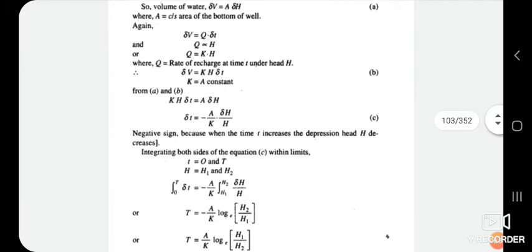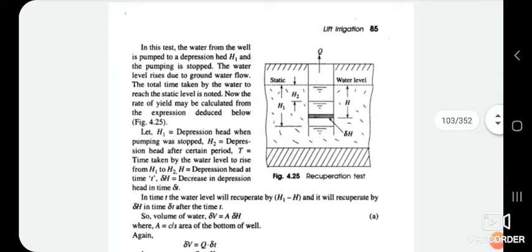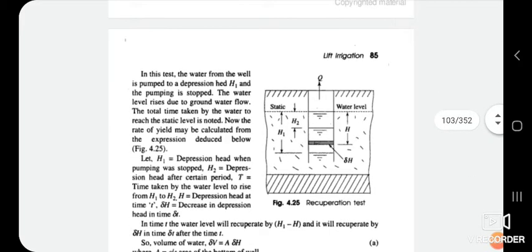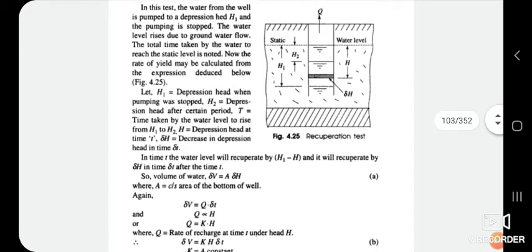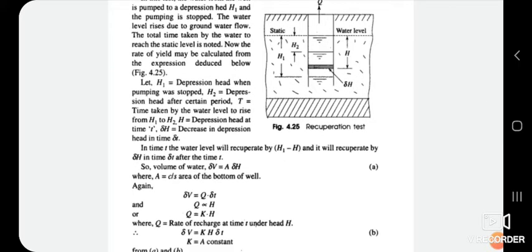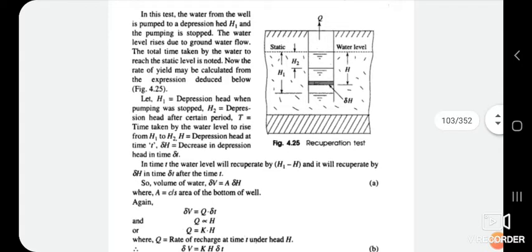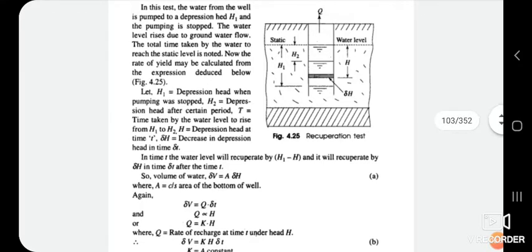Okay, so I already explained to you about the recuperation test and other things. Can you just check out this figure once again? Here you can see the H1. H1 is the depression head when the pumping was stopped, and H2 is the depression head after a certain period, and T is the time taken by the water level to rise from H1 to H2, and h is the depression head at the time T, right?